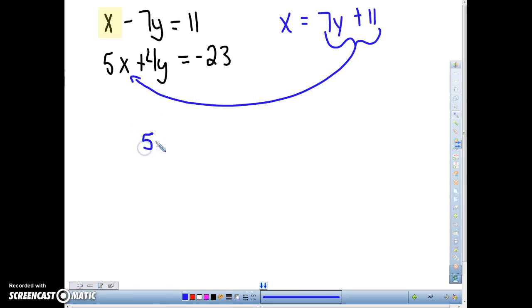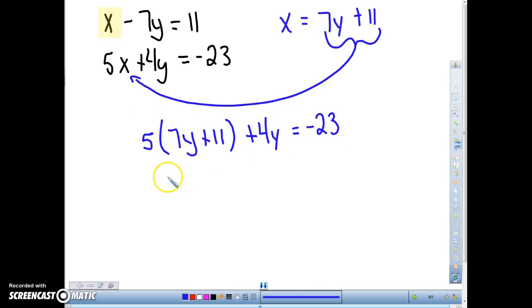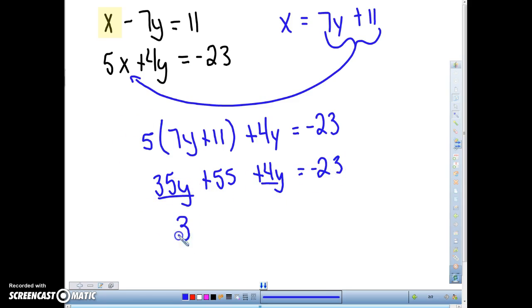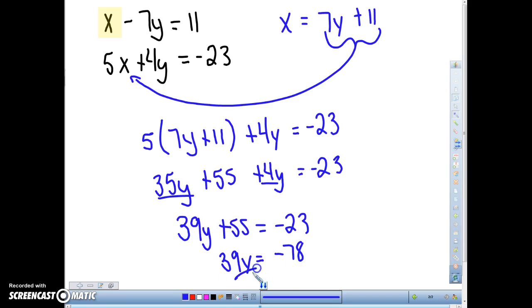So you have 5 parentheses 7y plus 11 plus 4y equals negative 23. Distribute your 5, so you have 35y plus 55 plus 4y equals negative 23. Combine like terms, so you have 39y plus 55 equals negative 23. Subtract your 55 over, so you have 39y equals negative 78. Divide by 39, and y equals negative 2.